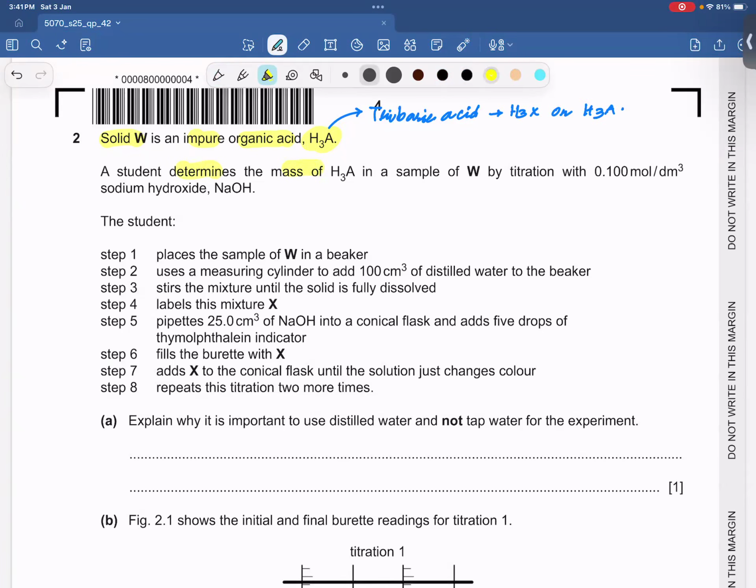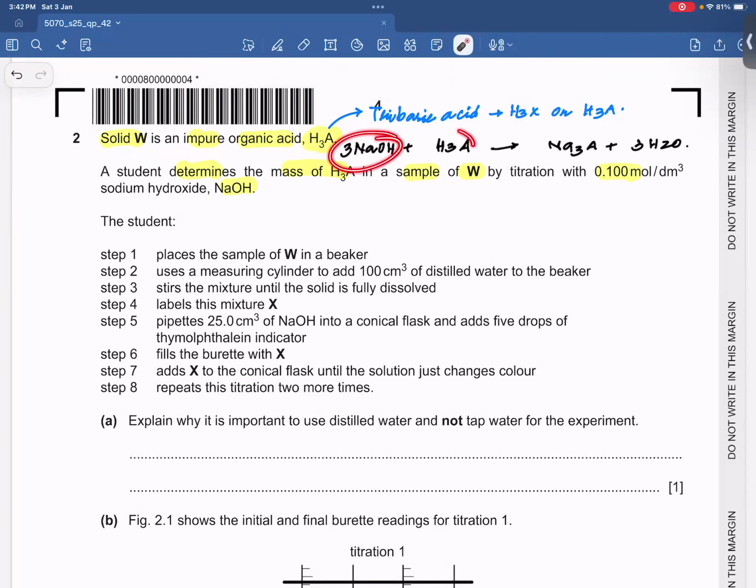A student determines the mass of H3A in a sample of W by titration with 0.1 mole per dm cubed NaOH. So when a tribasic acid like H3A is treated with NaOH, then salt and water are formed. Obviously, the salt is going to be Na3A plus water. So the molar ratio between NaOH and organic acid is going to be 3:1. That's what we need to remember.